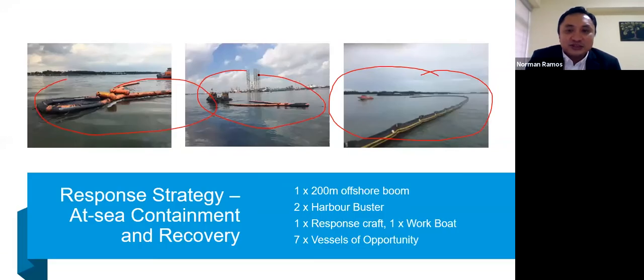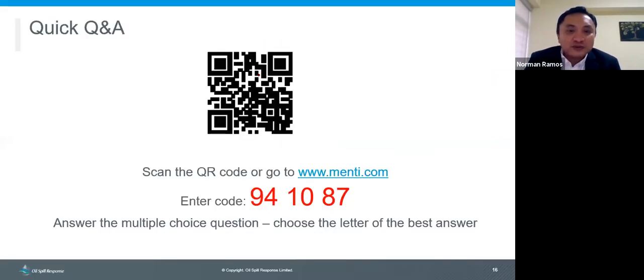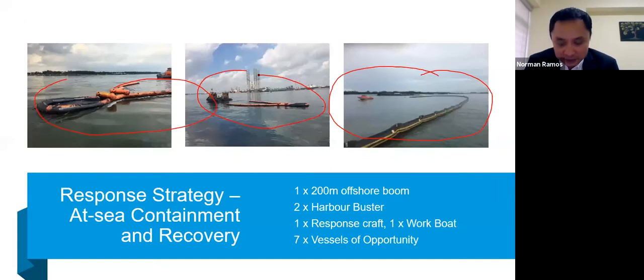Okay. So before we do a quick Q&A, based on this case study, I would like to reiterate that this case study tells us that the impact of an oil spill is more than an environment. We also have to think about the socioeconomic effects.